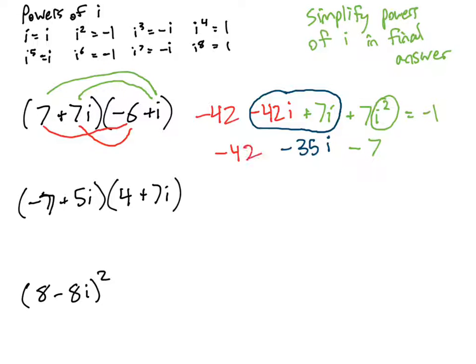And after we've simplified that power of i, now we've got a couple more like terms that we can combine together. Negative 42 and negative 7 are just real numbers that we can add together. So that will give us negative 49, and then we also have our imaginary component minus 35i.